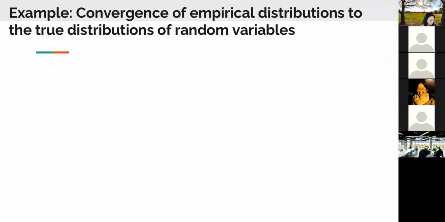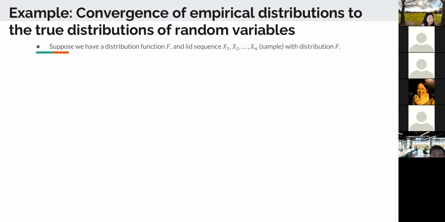So we'll see an example here: convergence of empirical distributions to the true distribution of random variables. Here, I will give an example of what we will need to do in machine learning tasks a lot. Suppose we have a distribution function F, which of course is unknown. What you can do is get IID sequences, or so-called samples, from it. So let's say you get samples x1, x2, up to xn. You can imagine these are like your training samples or training examples. I call the entire collection a sample, and each of them is an example. So you have x1 through xn, which are drawn from this unknown distribution F.